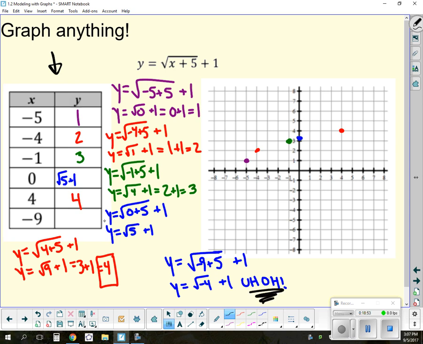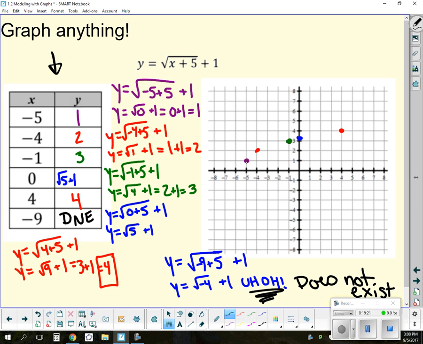What that means here is when x is -9, there is no y value for it. We say it does not exist. DNE, it does not exist. There will never be a point. Here's where -9 would be. There wouldn't be any point on that. And actually anything past -5 won't have a point.